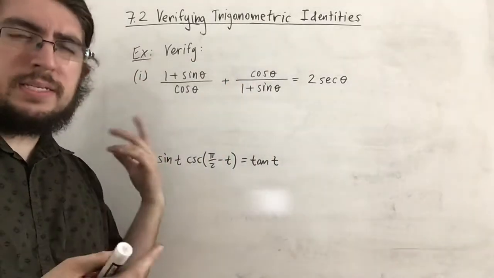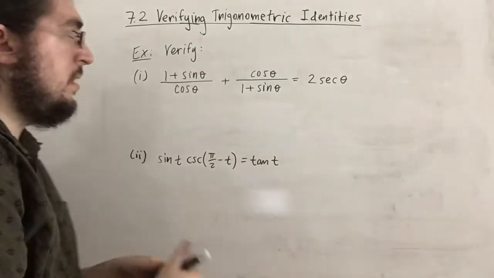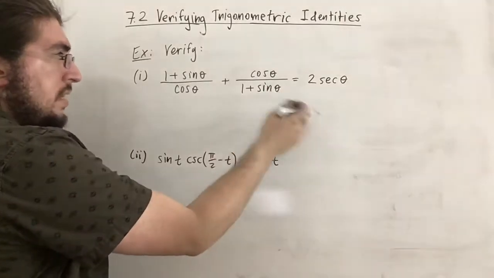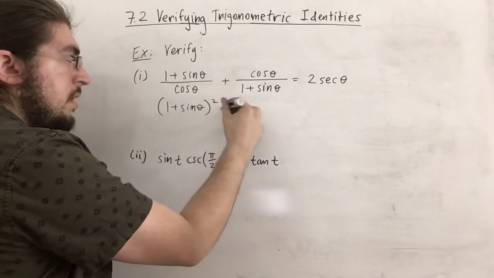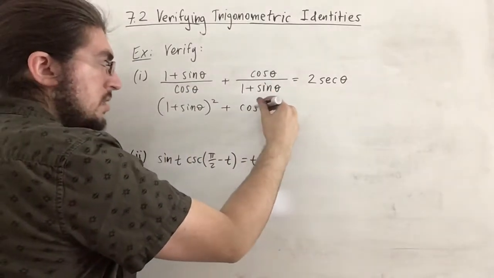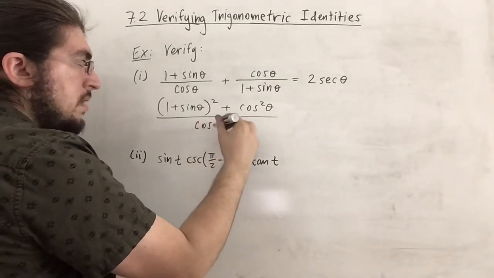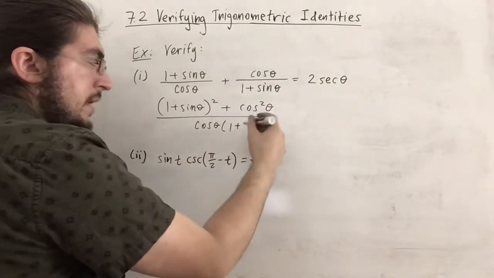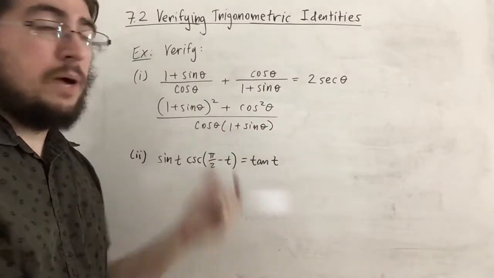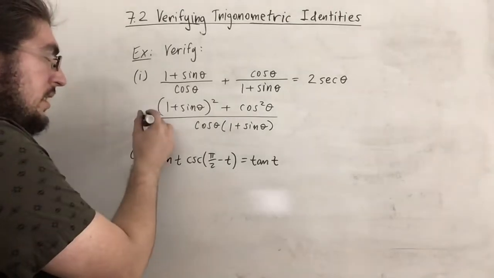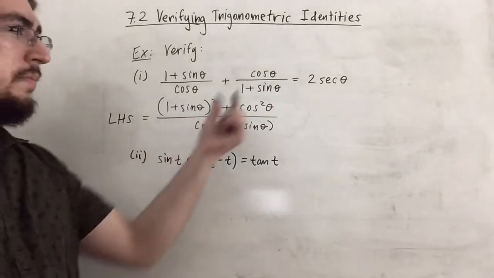And I mentioned in the last video for 7.1, when you add fractions you can do this crisscross pattern. So I'm going to show that here. So multiply this to this, I'm going to get 1 plus sine of theta times itself, so that's squared, plus this times this is going to be cosine squared, all over the denominators multiplied. So multiplying opposite denominators to opposite numerators, and then multiplying the denominators to each other for the common denominator. So this is, let me just write left-hand side here. And I want to show that this simplifies to the right-hand side.